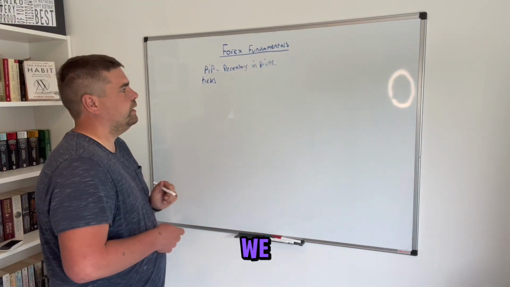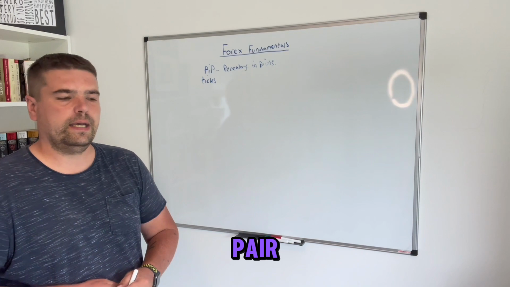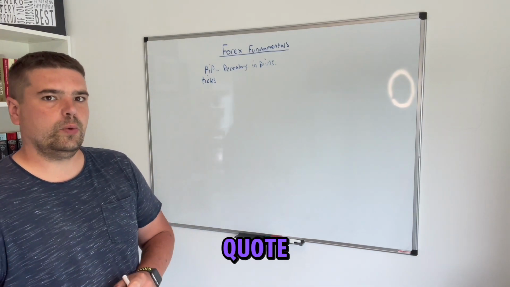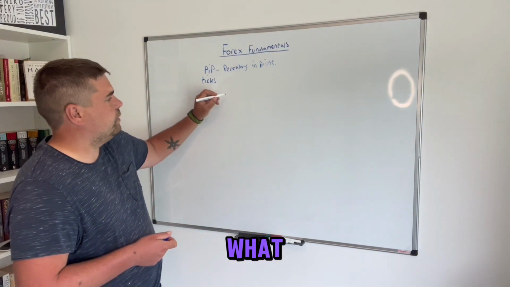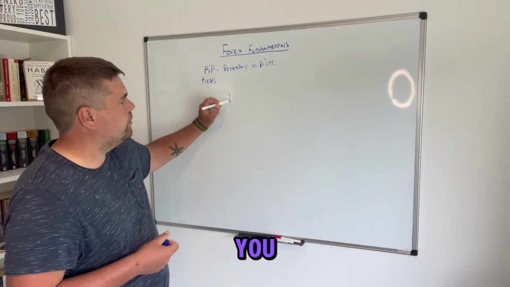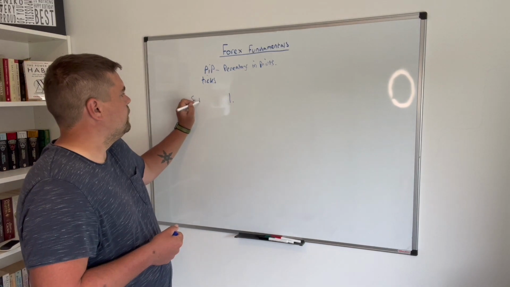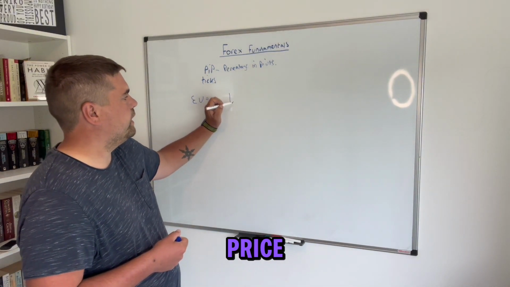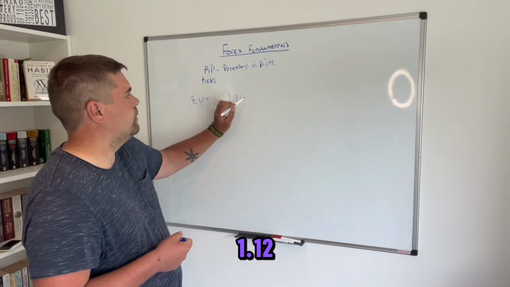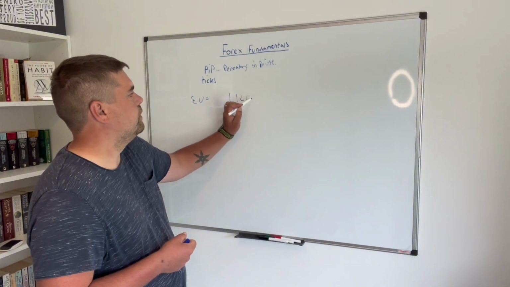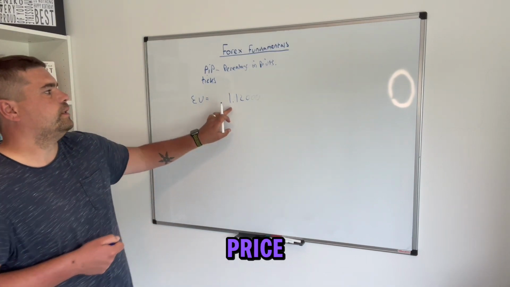Now, how do we use this? When you look at a Forex chart, when you look at a pair that you may be trading, you see the quote price on the right hand axis. What you will typically see, for example for the euro US dollar, is the price denoted as 1.12, like so.